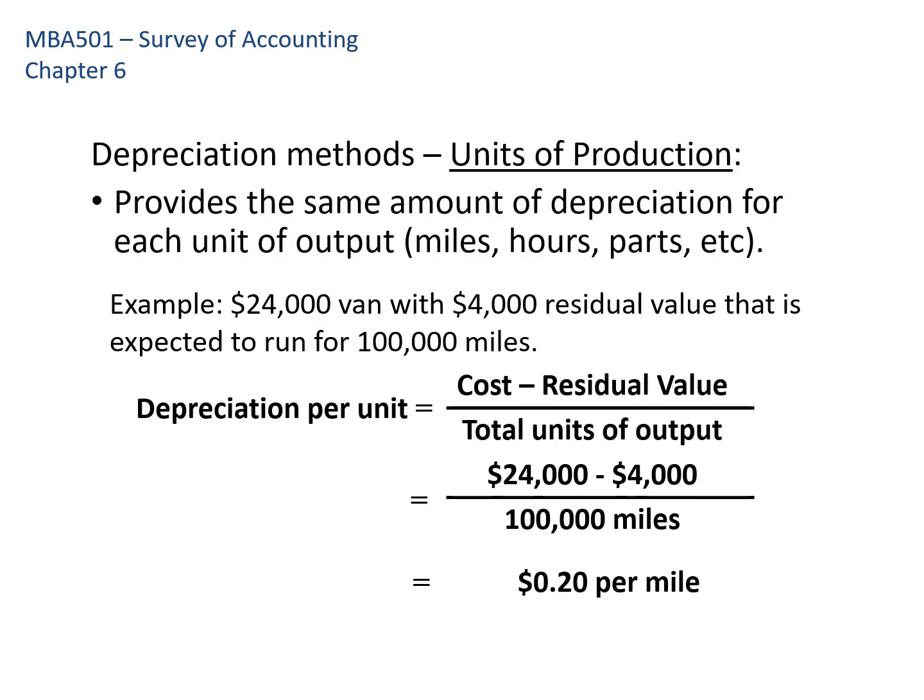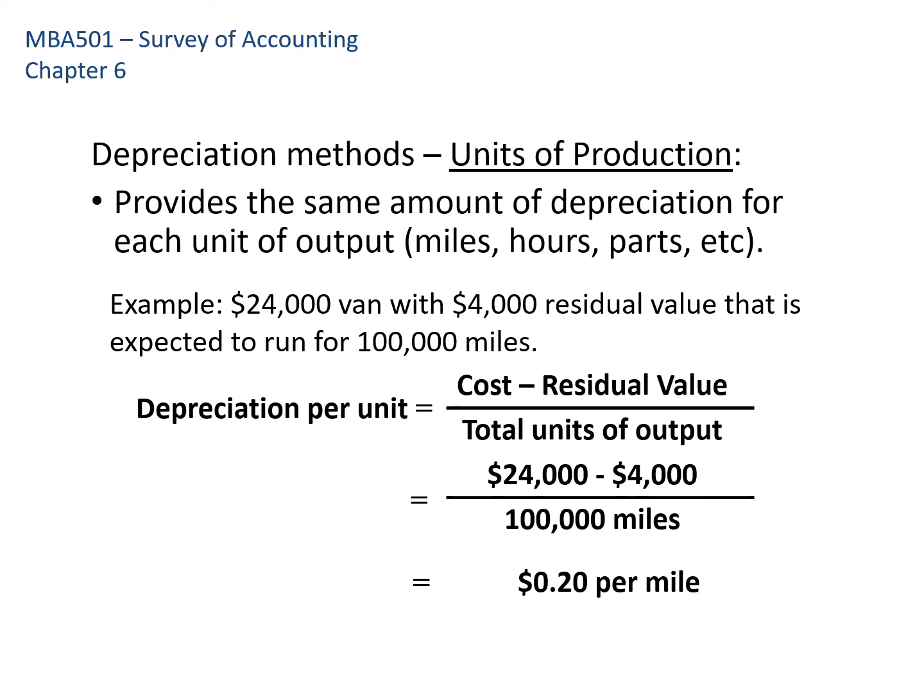The next method is my favorite method. I admit I'm enough of an accounting geek that I have a favorite method for depreciation, and that's units of production. The reason I like this so much is it's really perfect matching. So in the case of units of production, instead of the denominator being a period of time, it's a unit of output. So it might be miles that we drive, it might be hours a machine is used, it might be parts that it produces.